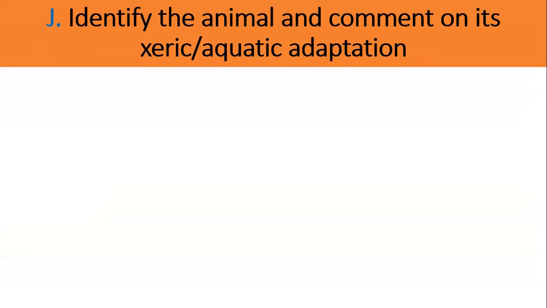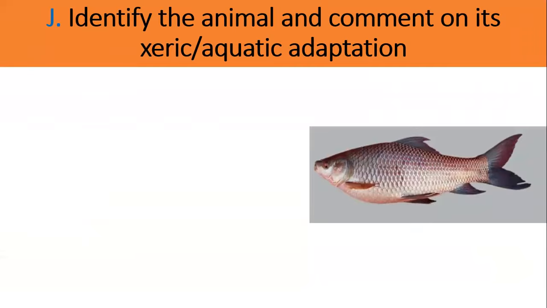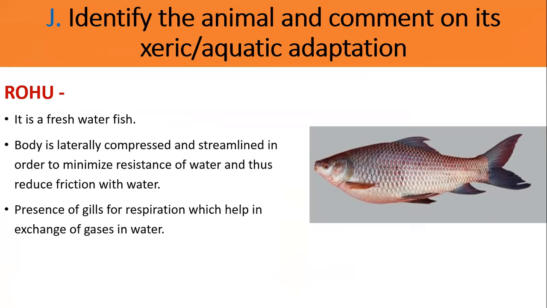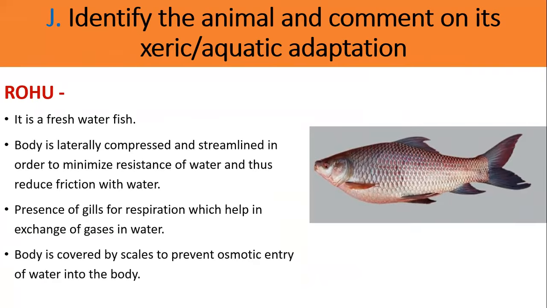Next specimen that you can get under J is this. It's a very commonly known aquatic adaptation in animal. It is a fish, that is rohu. It is a freshwater fish. Body is laterally compressed and streamlined in order to minimize resistance of water and thus reduces friction with water. Presence of gills for respiration helps them in exchange of gases in water. Body is totally covered by scales to prevent osmotic entry of water in the body. It has a caudal fin that helps as a steering. It helps in changing the direction of the fish while swimming.